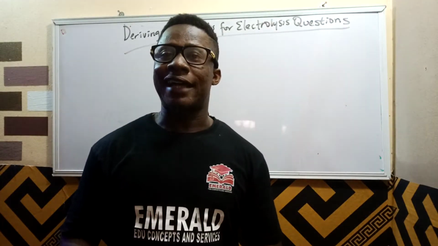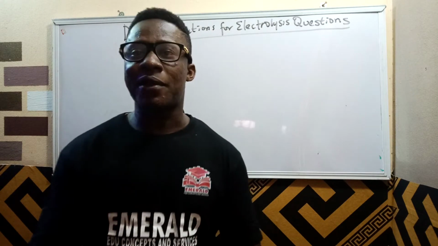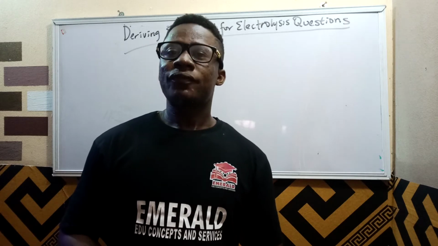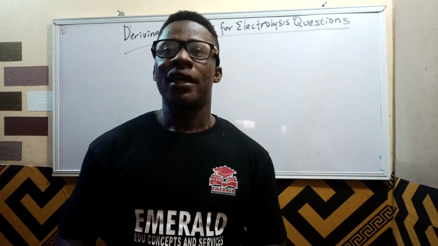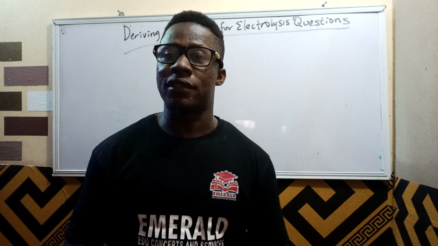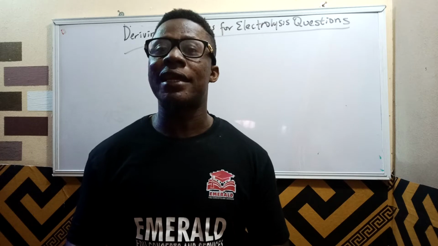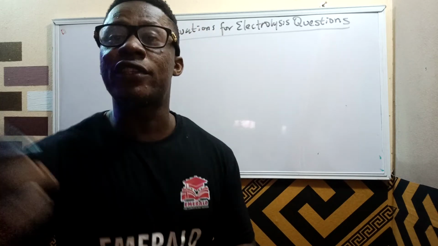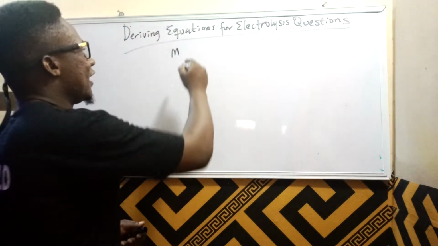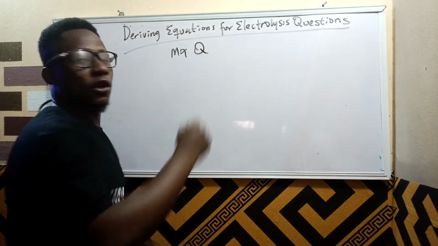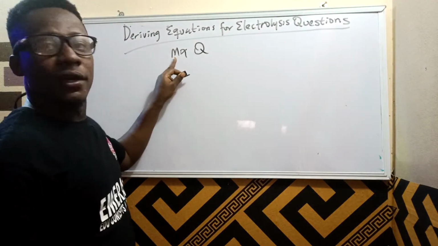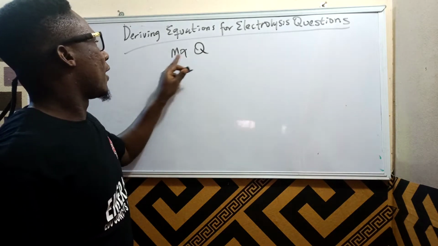Now, you recall that electrolysis is defined as the chemical decomposition of a substance in molten or aqueous state when electric current passes through it. And of course, you also recall that we have two laws of electrolysis as coined by Faraday. Number one is Faraday's first law of electrolysis, which states that the mass of a substance deposited during electrolysis is directly proportional to the quantity of electricity passing through it. That is, M is directly proportional to Q.